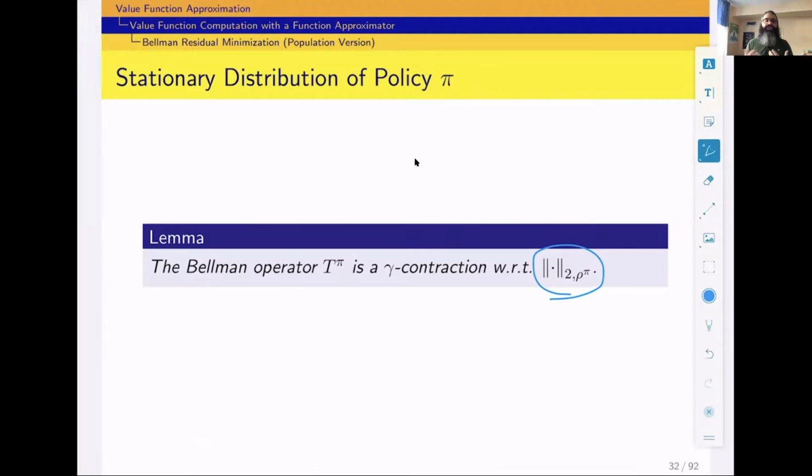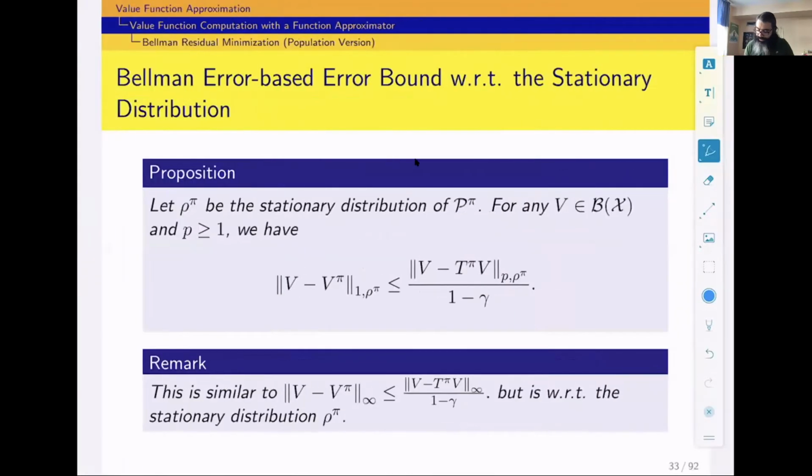But this is not about a general L2 norm. It is an L2 norm that is weighted according to the stationary distribution of policy pi. If instead I had some other norm with respect to mu, and mu was different from the stationary distribution of pi, then this would not necessarily be a gamma contraction. It could actually be expansive. Okay, so that's the basic idea.